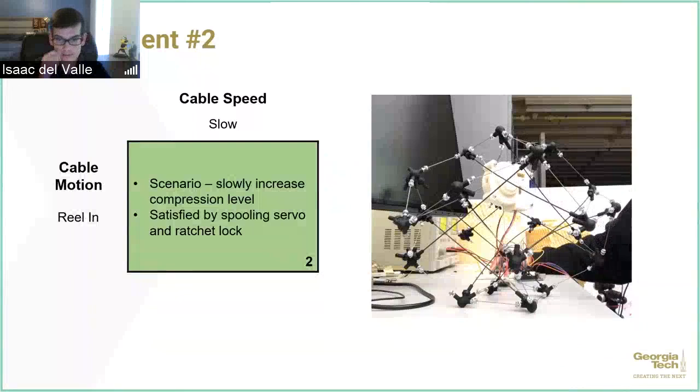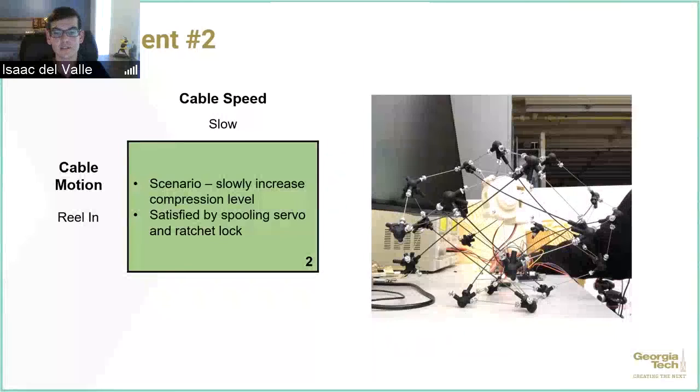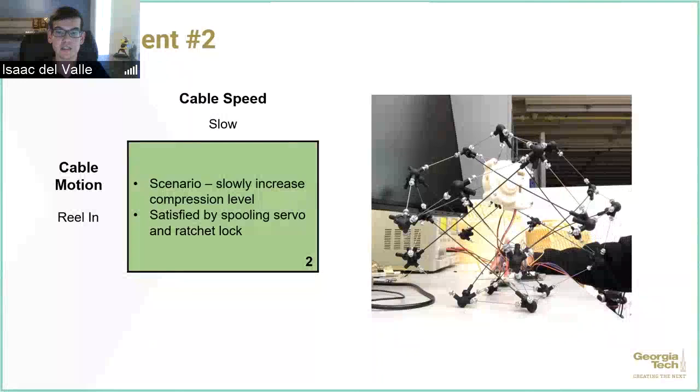The second requirement is satisfied by a servo that rotates the ratcheting gear past the engaged ratchet lock. This servo utilizes a favorable gear ratio to slowly reel in the actuating cable and slowly compress the unit. Again, because the lock is engaged, it prevents the cable from reeling out.